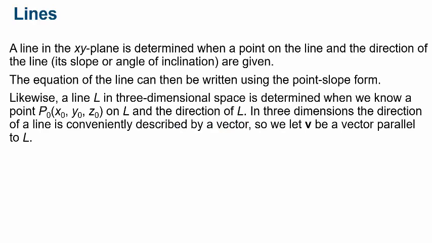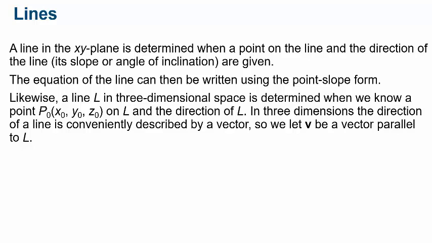If you think about it, in two-dimensional space, the equation of a line was just y equals mx plus b. But in three-dimensional space, that's no longer sufficient, right? Three-dimensional space has the x, y, and z coordinates, where that equation just doesn't have the z in it. A line in the xy plane is determined when a point on the line and the direction of the line, its slope, are given. So the equation of a line can then be written using the point-slope form.